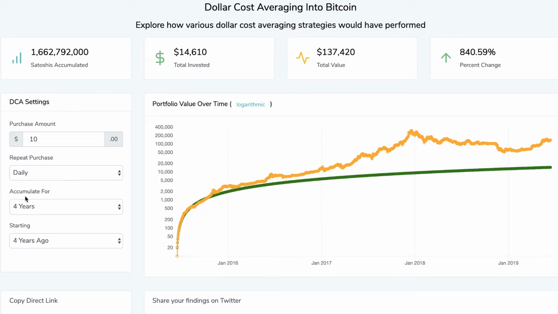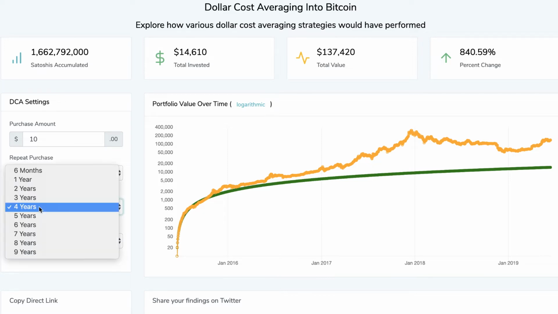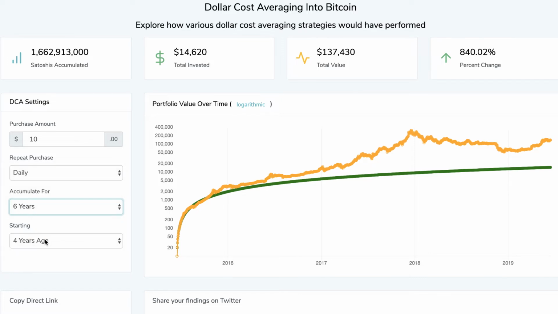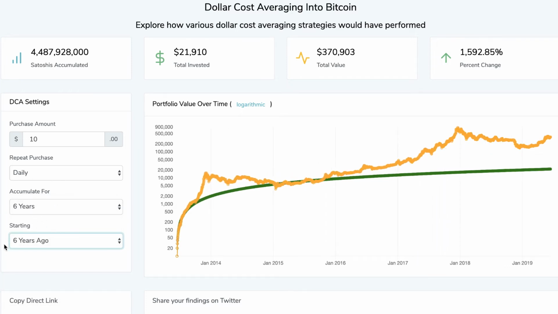And here are the settings, like for example, here I've got 4 years ago. However, you could also do 5 or 6 years ago, and you would accumulate for 6 years, starting 6 years ago. And here you see the total amount that you invested, the total value of the investment now, and the percent change. That is pretty dramatic, especially if you started 6 years ago.